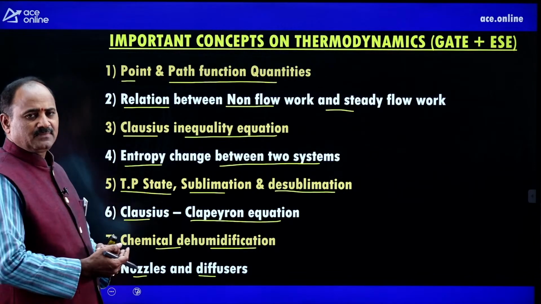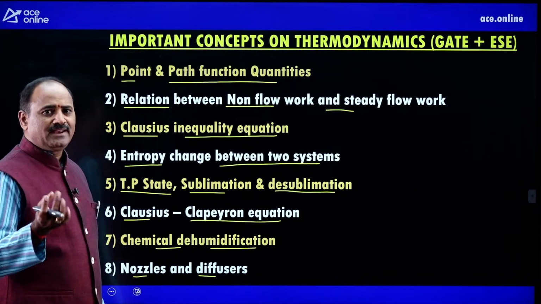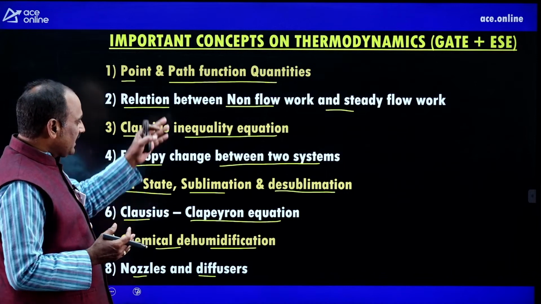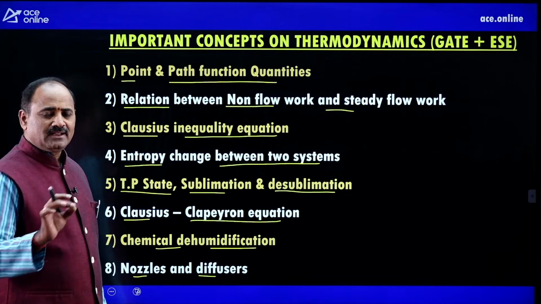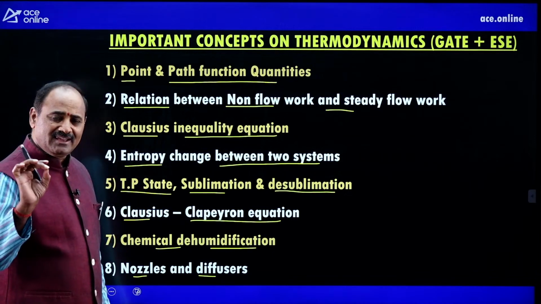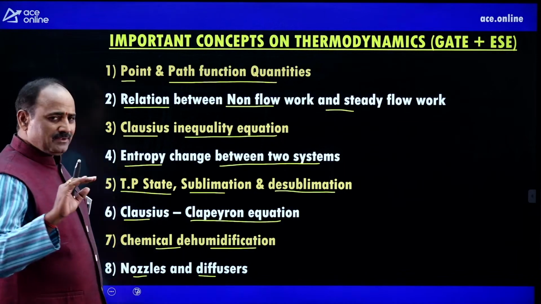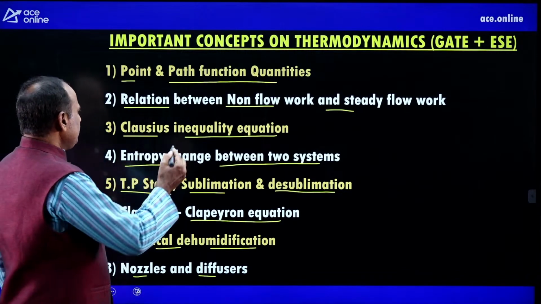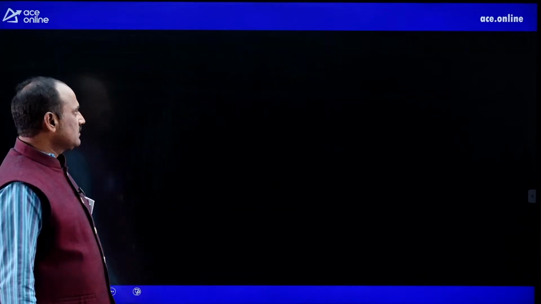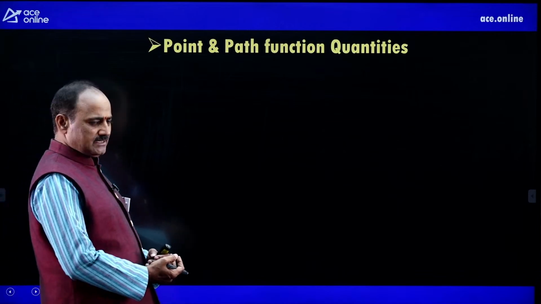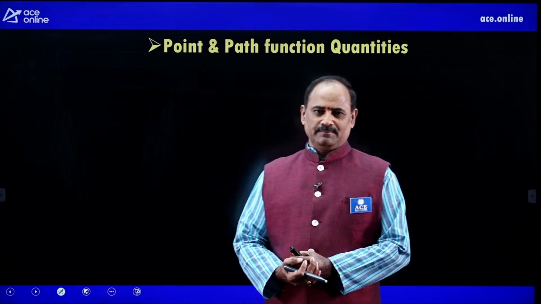These are the areas generally students are confusing or students are feeling difficult. That's why I have taken these important concepts to explain each and every one very clearly, in a crystal clear manner. Okay? So without wasting the time, let us take the very first concept, that is point function quantities and path function quantities. What is meant by point function quantity?